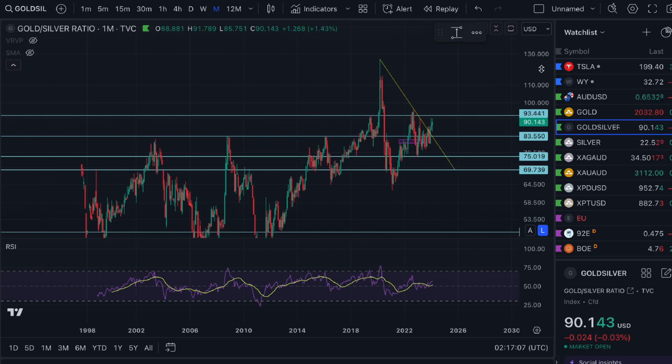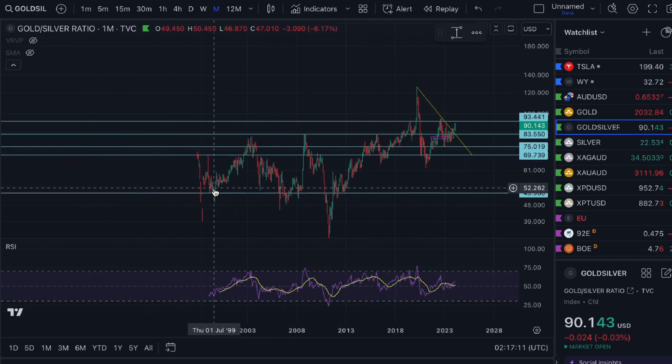All these blue lines I have drawn in are key areas of support and resistance over the long period of time. You can see very clearly right here, very clear resistance level around about 80.